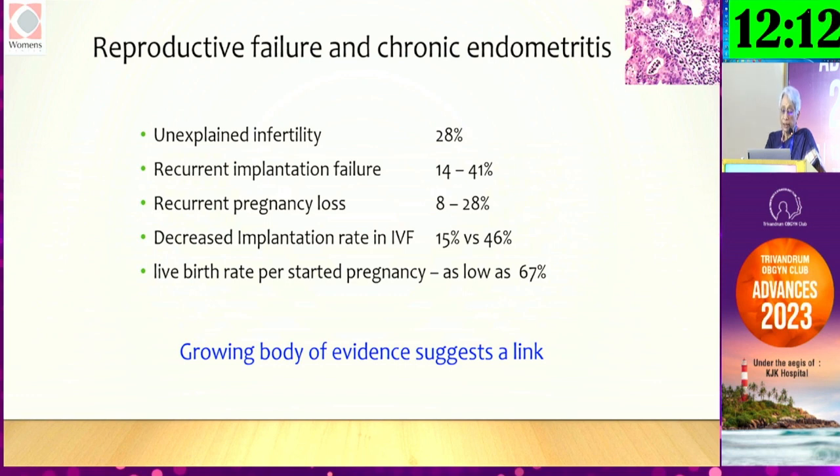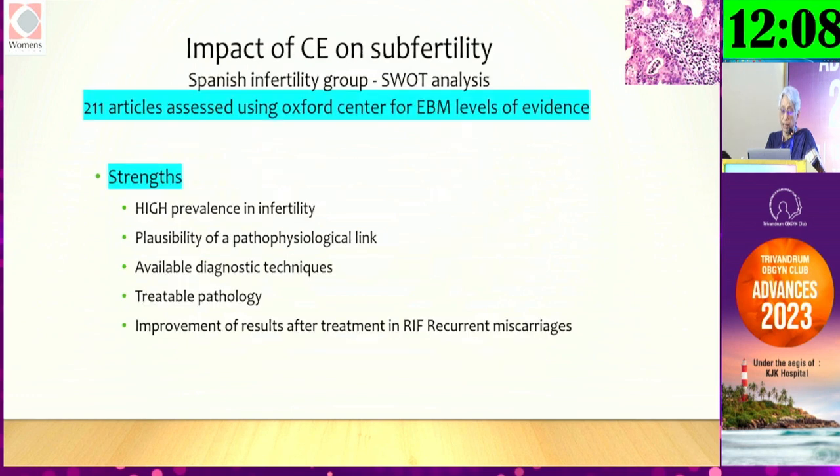And there is a growing body of evidence today suggesting a link between chronic endometritis and all of these reproductive medicine problems and subfertility as well. And numerous articles have been analyzed and put through a SWOT analysis as well. And the strengths for the evidence is that there is a high prevalence in infertility of this entity if you do look for it, and the plausibility of a pathophysiological link for the bad outcome. Available diagnostic techniques are present today.